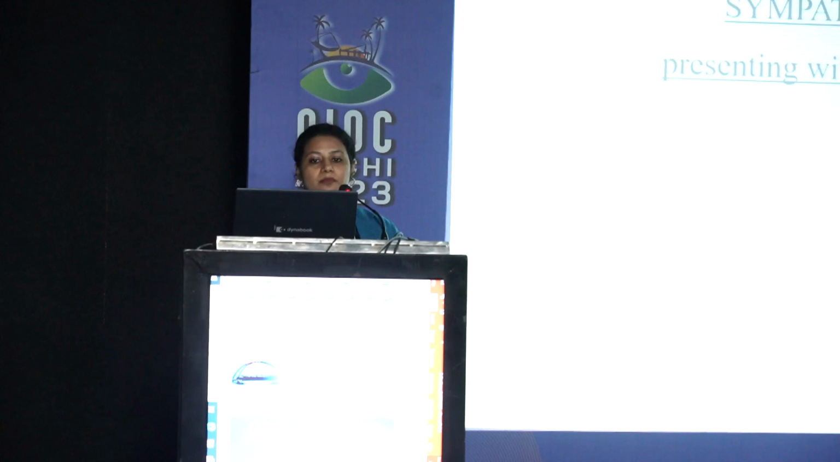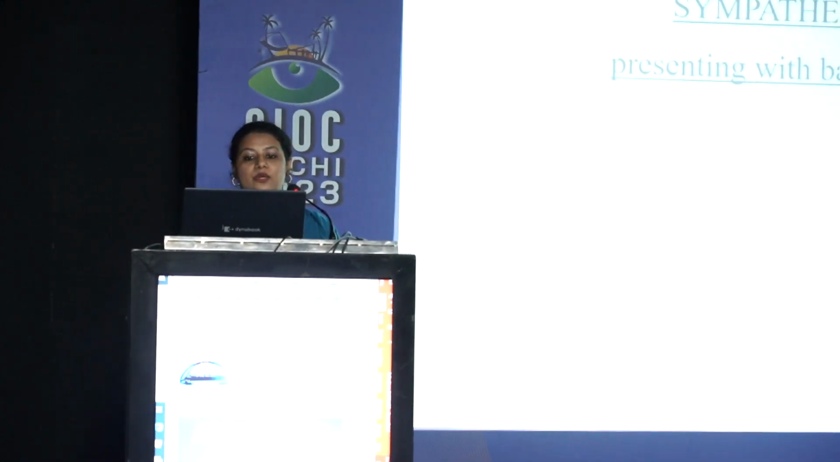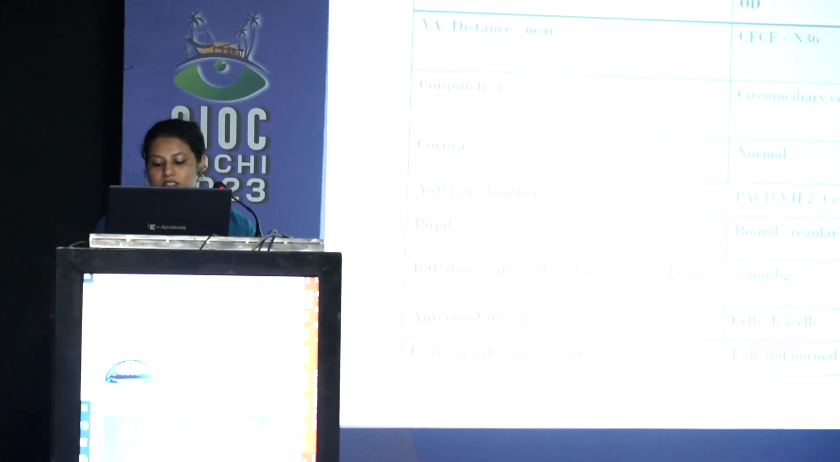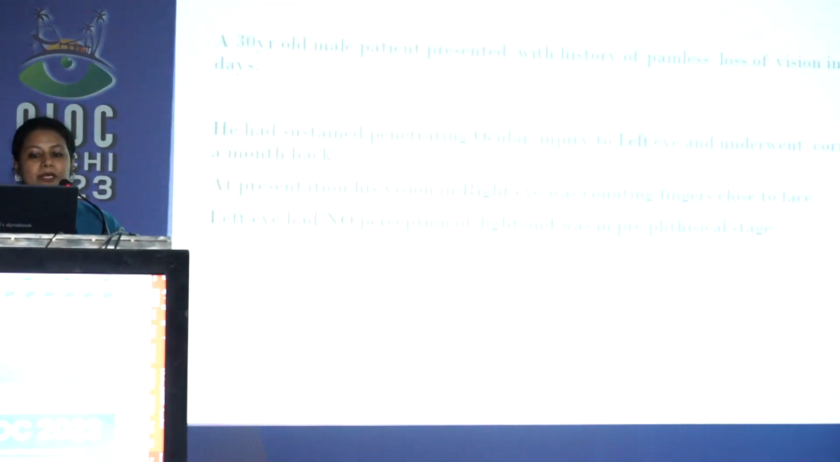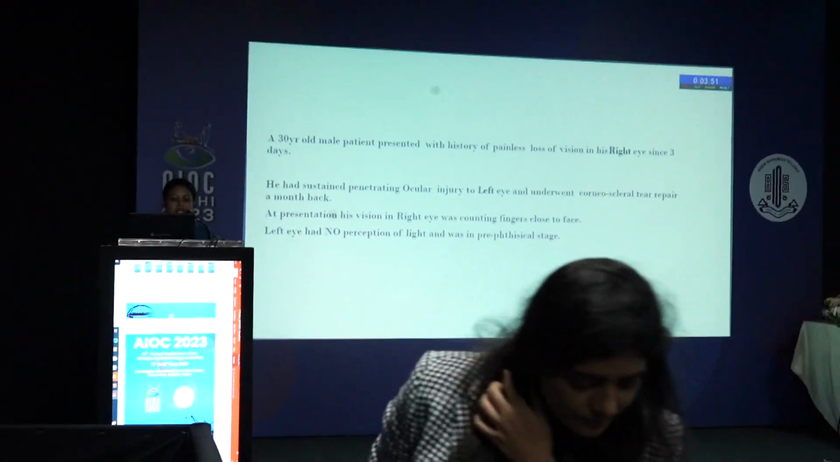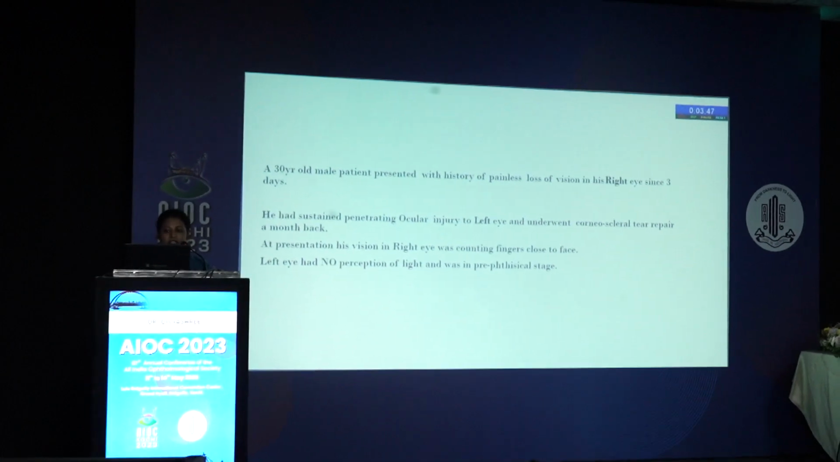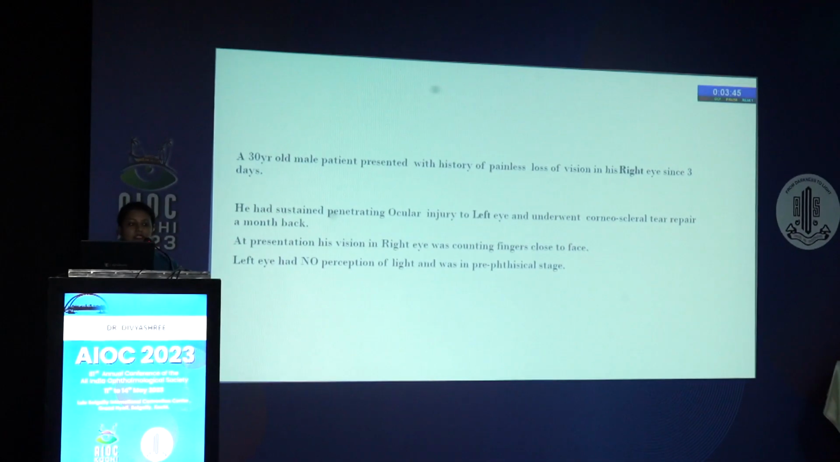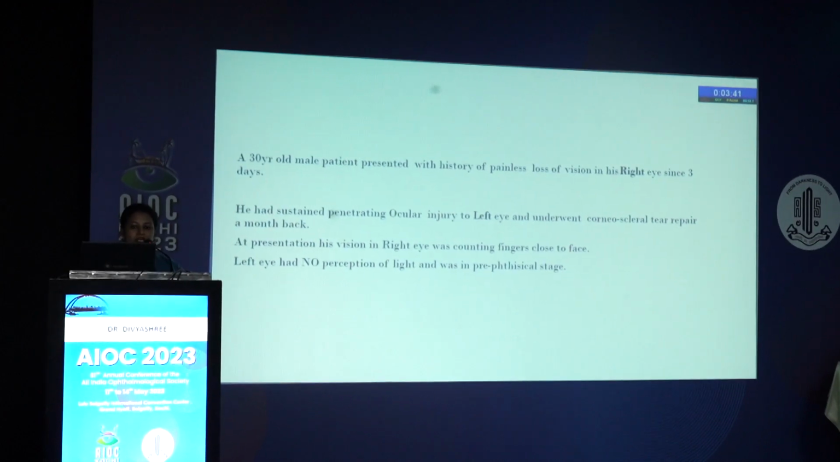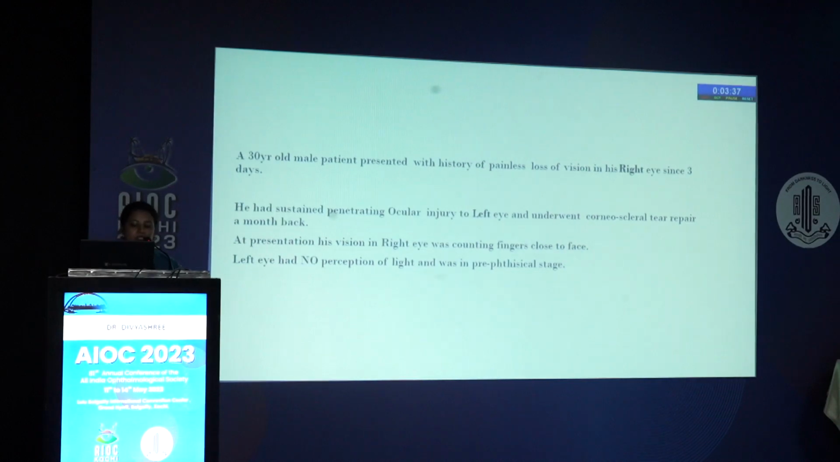So I'll be presenting about the exudative variant of sympathetic ophthalmia, presenting with bacillary layer detachment. A 30-year-old male patient presented with history of painless loss of vision since 3 days in his right eye, and he had sustained a penetrating ocular injury to his left eye and had undergone corneoscleral tear repair a month back. At presentation, his vision in the right eye was counting fingers close to face, and the left eye had no perception of light and was in pre-phthisical stage.